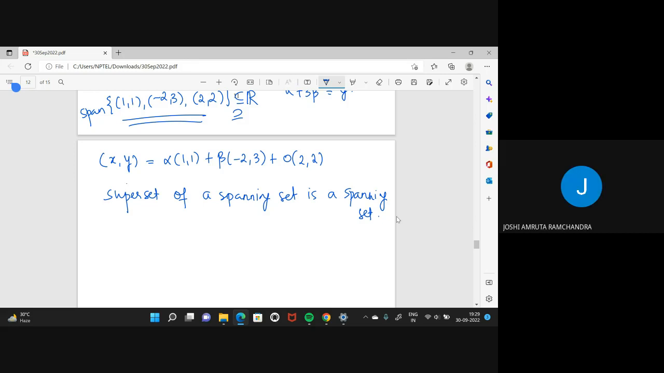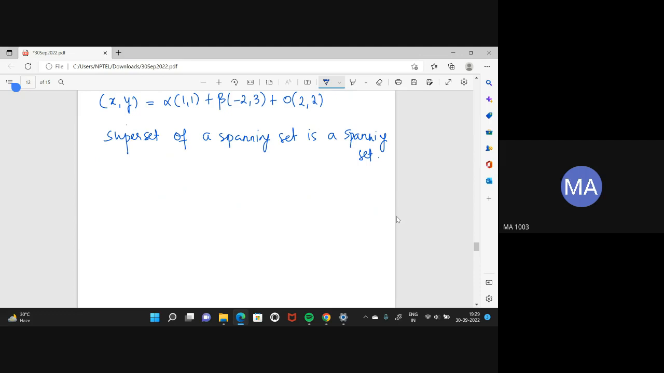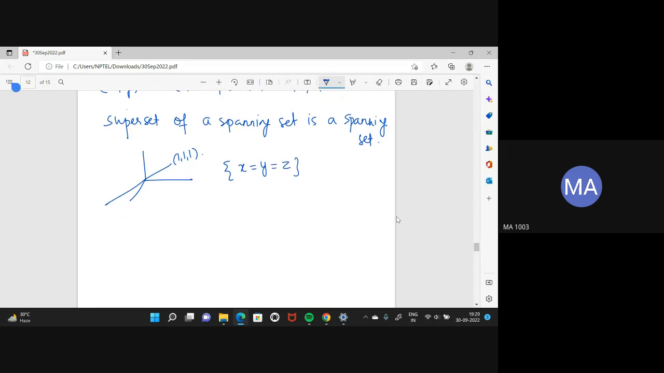Ma'am, it becomes unnecessary because it is in R2 space, right? In R3, if you have a spanning set for R3, take one line in R3. Say this line passes through (1, 1, 1). Can you give me a spanning set for this space? That is the space x = y = z.